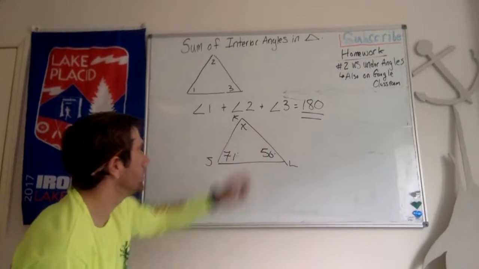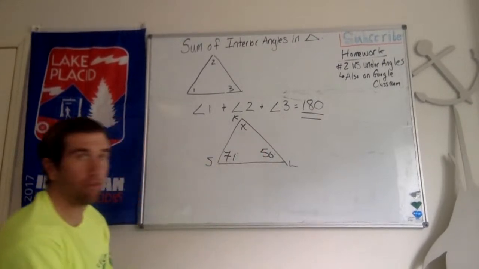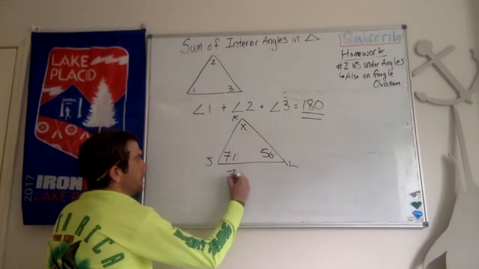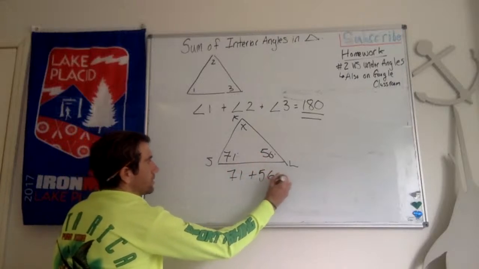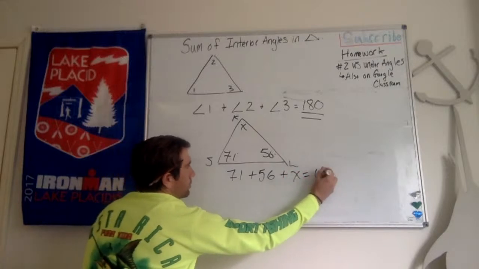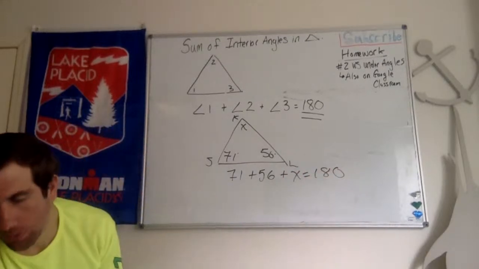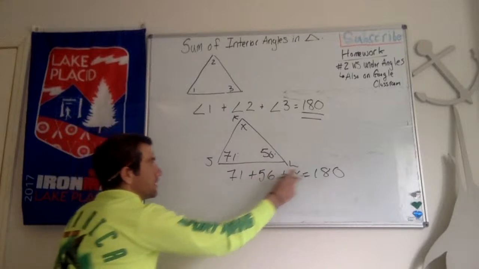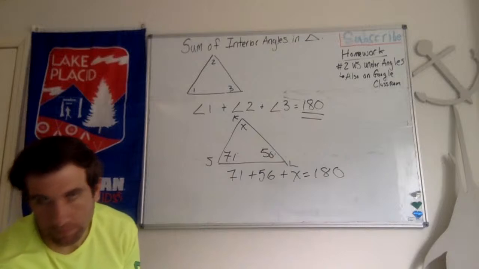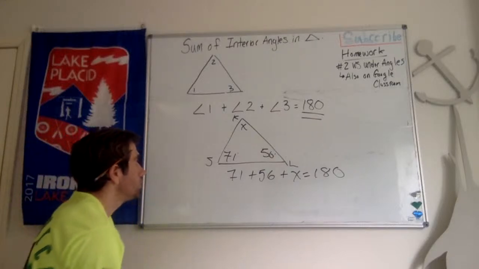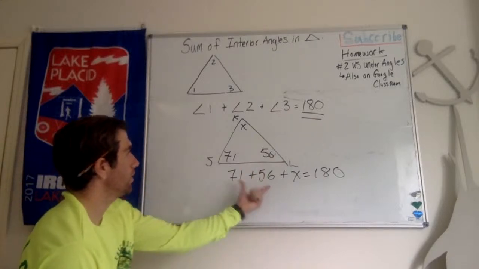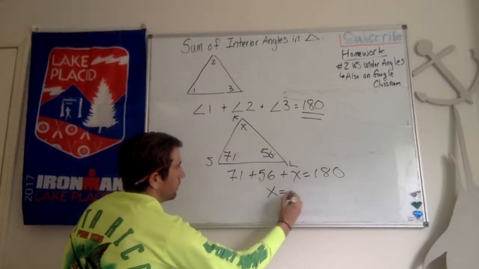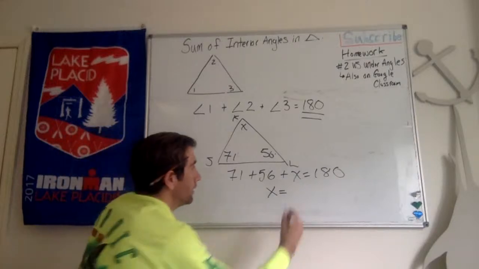I know that three angles in a triangle equal 180. So if I want, I could set myself up an expression or an equation. 71 plus 56 plus X equals 180. Guys, what is X going to equal? 180 minus 71 minus 56. If you want to do the work, guys, you add these together and then subtract. X equals, good job, 53.